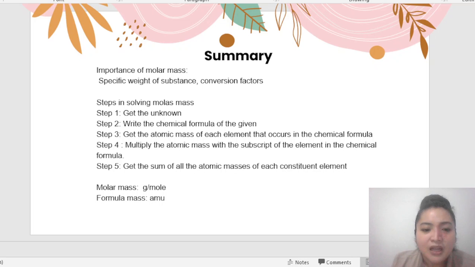Again, for our formula mass, we have the unit atomic mass unit or AMU. And for the molar mass, we have a unit of gram per mole. They are both the same in procedure. The only difference is their unit.